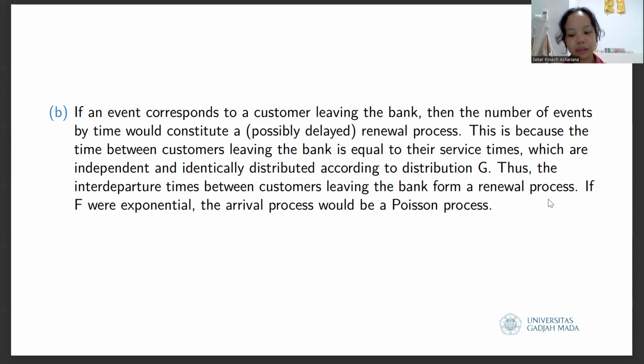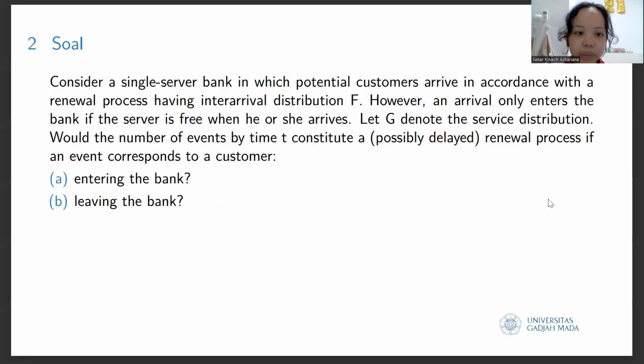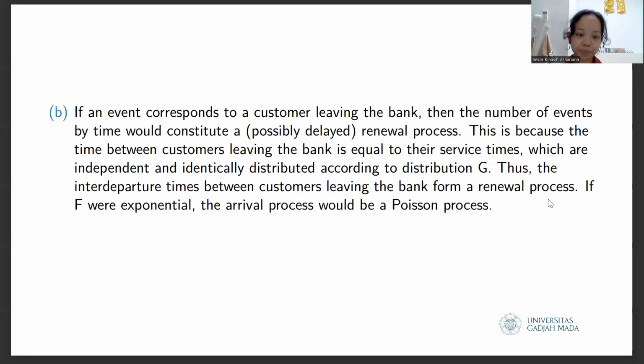Note that F is the inter-arrival distribution. So if F were exponential, the arrival process would be a Poisson process. So if the event corresponds to the customer leaving the bank, then the number of events by time t would constitute a possibly delayed renewal process.